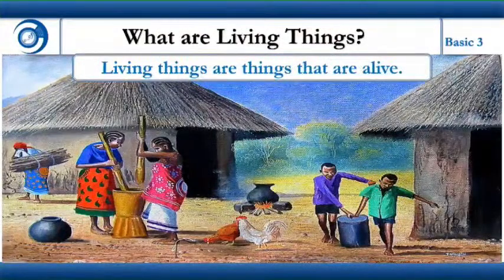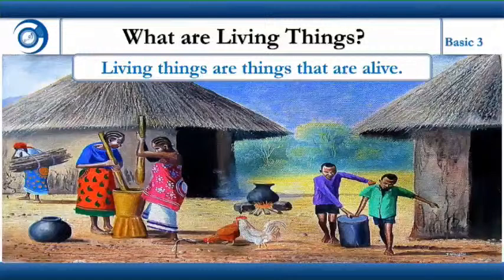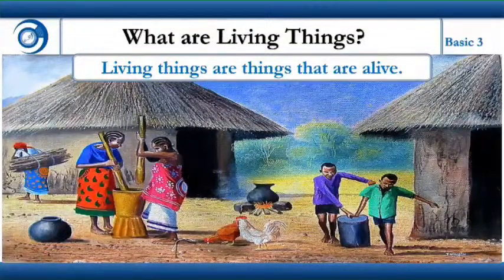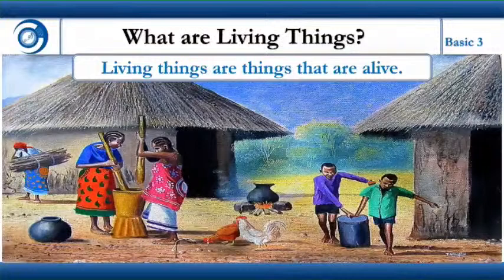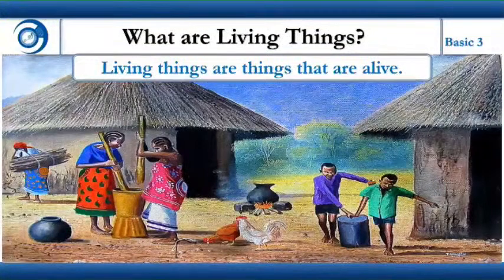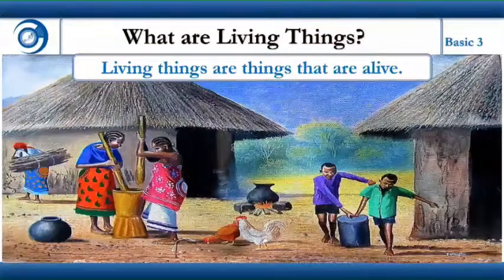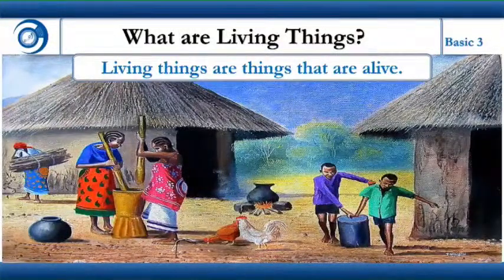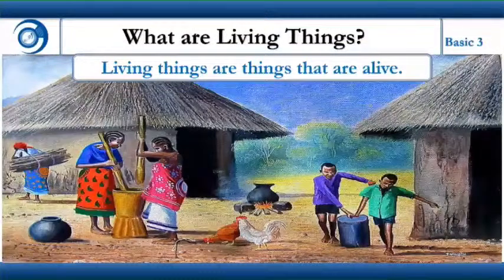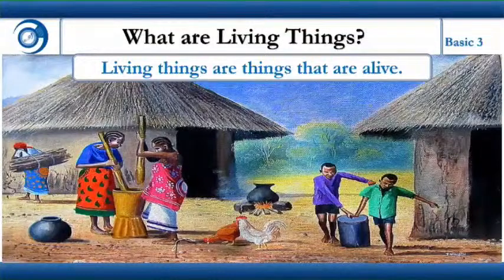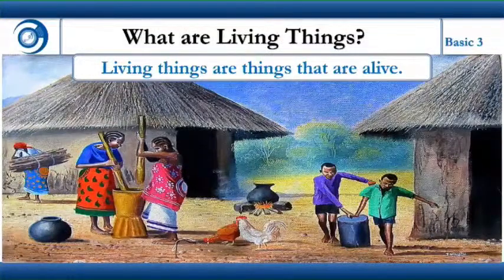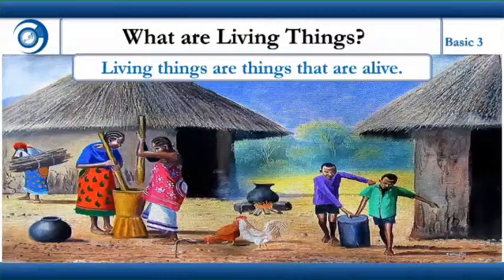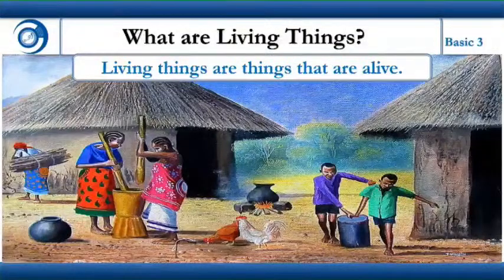Living things are things that are alive. When we say things that are alive, we mean things that have life in them. It means those things can do so many things by themselves. They can move around without any help. They can do a lot of things without any help. So when we say living things, we are talking about things that have life in them, or things that are alive.